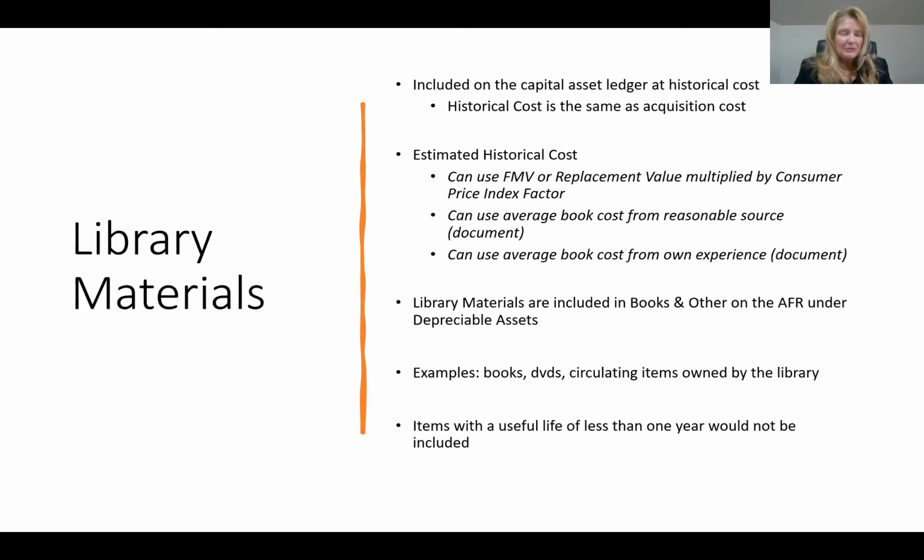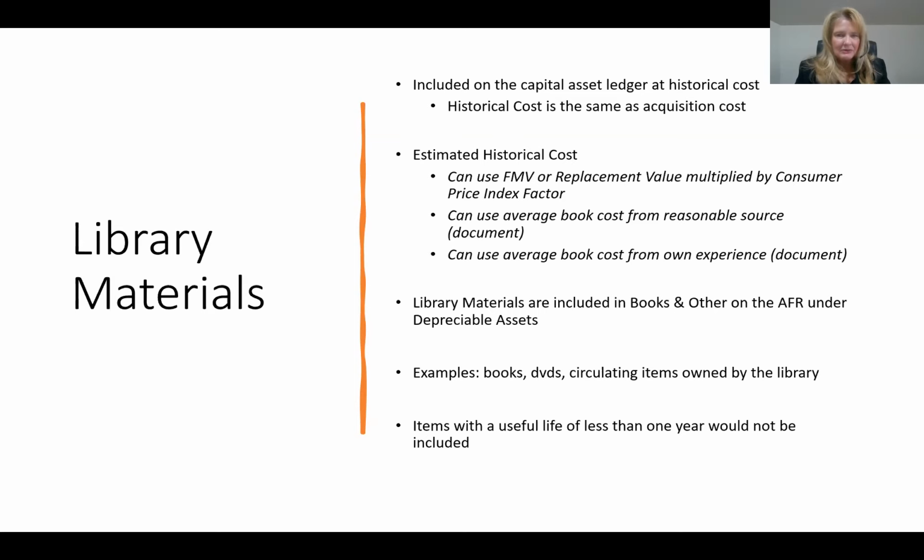Okay, so library materials are included on the capital asset ledger at historical cost because, even though individually these items would not meet your threshold, they are the main function of the library, so they should be grouped together. The estimated historical cost, if you need that, is the same. You know, you could take a replacement value times the consumer price index factor if you need to.